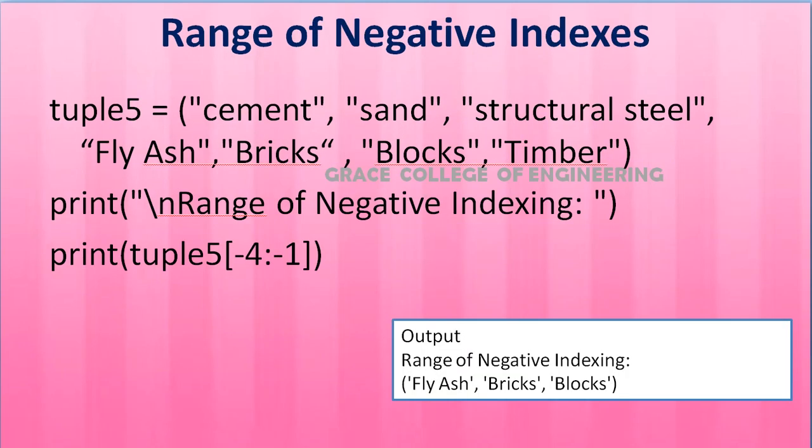Next, range of negative indexing. Here the tuple is created with the elements and print range of negative indexing. Then print tuple of -4 colon -1. The last -1 will not be taken. You all know the ending index will not be taken. That is the concept. So starting from -4, fly ash, then bricks, blocks will be the output.